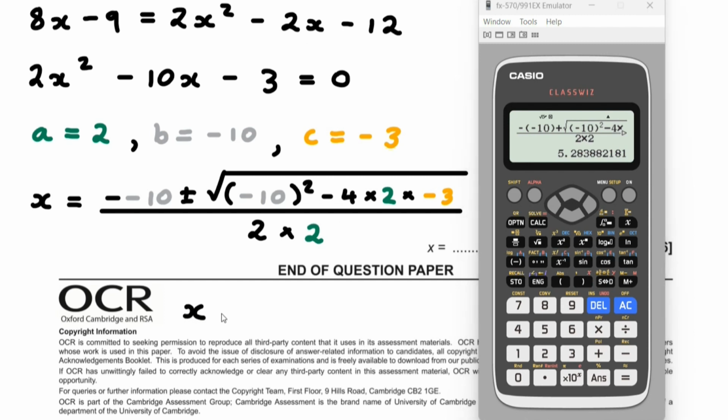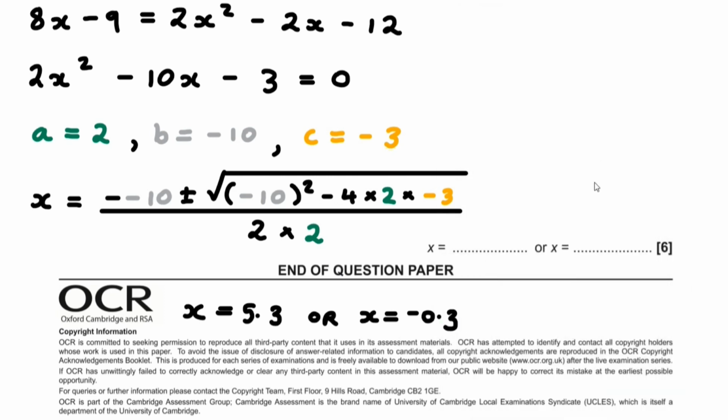So I end up with one x value as 5.3, and for the second x value we change this to a minus, and we end up with negative 0.3. So these solutions are to one decimal place.